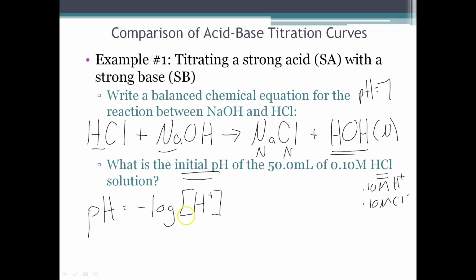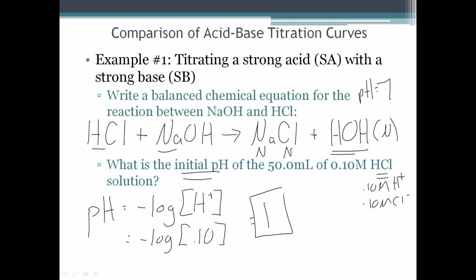So what's the concentration of your hydrogen ion? Well, it's easy because it's a strong acid, completely dissociates, so we have negative log of 0.10 molar. Pop it in your calculator, or maybe you don't really need to here. You should know these basic conversions with your logarithms. You get a pH of 1. So our pH of 1 is where our titration curve is starting. This is before we add any base to it at all.